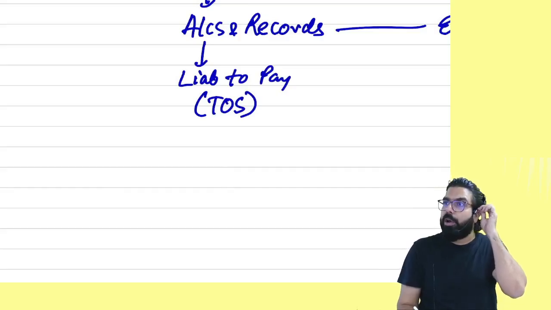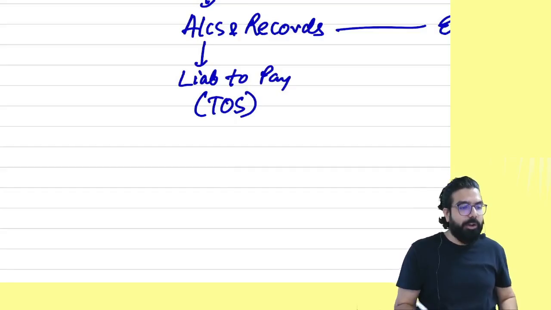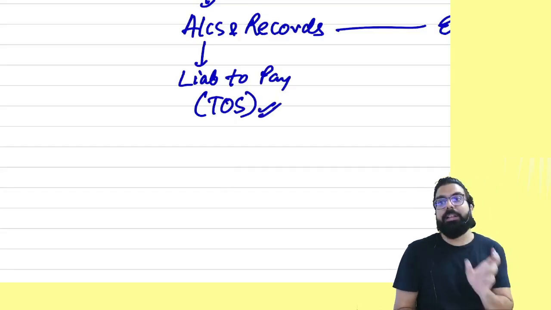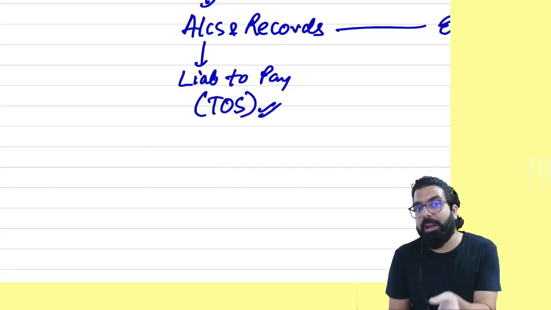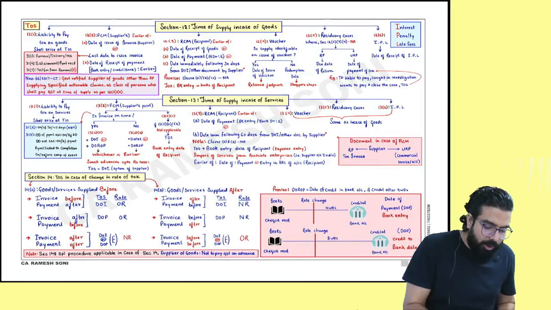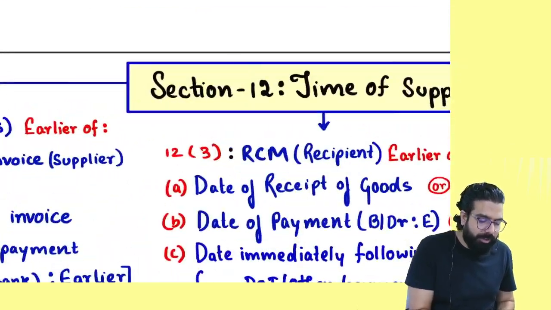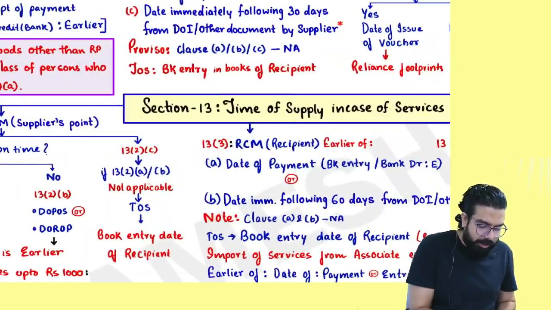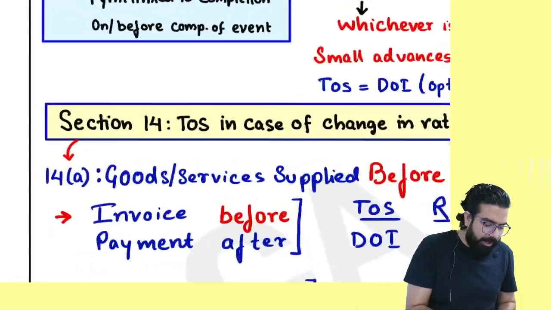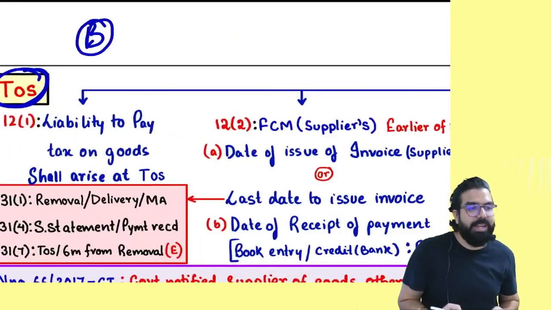Is my point clear to all? Always remember, when do you become liable to pay? You always become liable to pay on your time of supply. That time when you become liable to pay is called time of supply. Everyone over here now. Sir, time of supply, we are going to learn three sections: section number 12, section number 13, and section number 14. Sir, what kind of a chapter? B graded chapter.